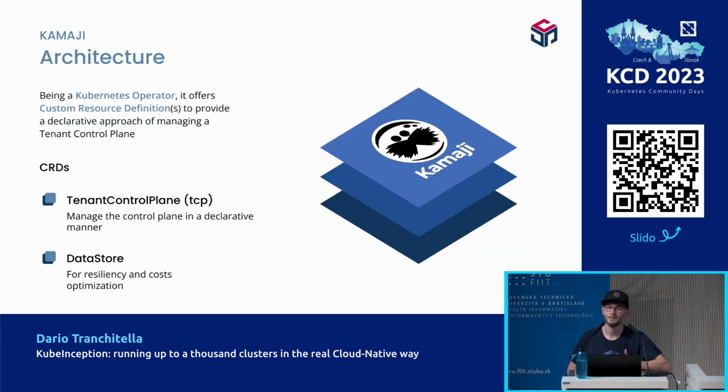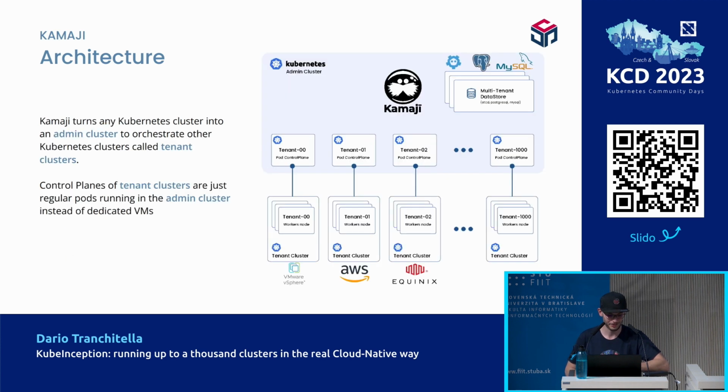So let's briefly talk about the architecture. We introduced two CRDs, custom resource definitions. They are objects that allow you to extend the Kubernetes API capabilities. So we've got the tenant control plane, which is essentially our API endpoint, and then we've got the data store. The data stores are the objects where we are storing all the Kubernetes objects. So etcd essentially. But we are not talking just about etcd, because as you can see here, we've got multiple options to run the data store.